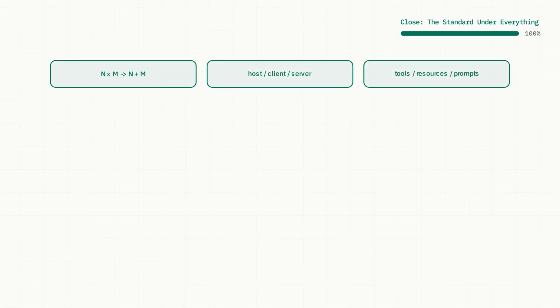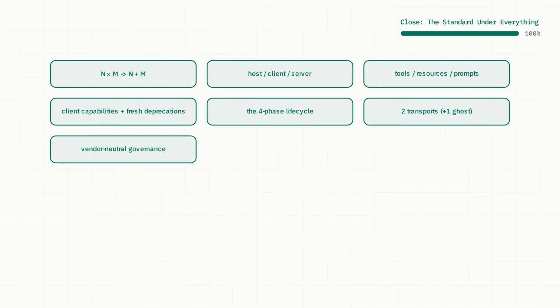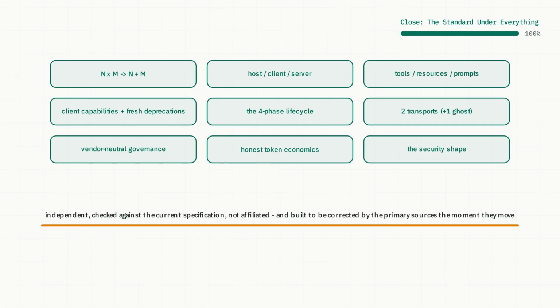That's part 1, the complete map, the problem and the collapse from N times M to N plus M. Hosts, clients and servers, tools, resources and prompts, the client capabilities and their fresh deprecations, the 4-phase lifecycle that outlives every revision. The 2 transports and the retired one still haunting old tutorials, vendor-neutral governance and the extension machinery, the honest token economics and when MCP genuinely earns its keep, and the security shape that part 3 will fill in. Independent content checked against the current specification, not affiliated with Anthropic or the Foundation, and built to be corrected by the primary sources the moment they move again.